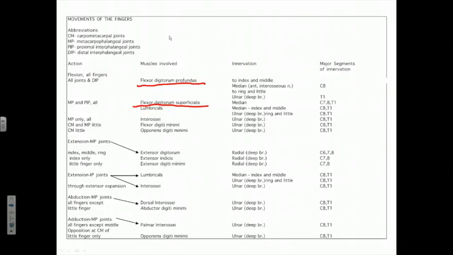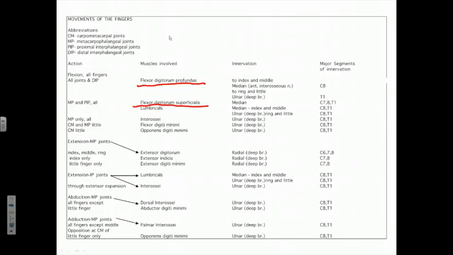So these are what we call extrinsic muscles because their fleshy bellies are in the flexor forearm. And as we said, the tendons of each of these muscles, four from each, must pass through the carpal tunnel to reach, obviously, joints distal to the carpal tunnel at which they are acting.